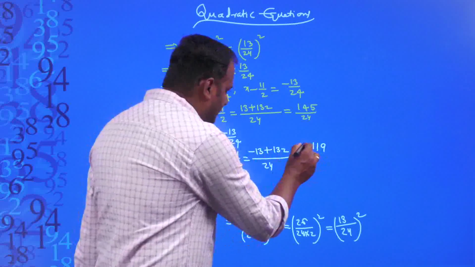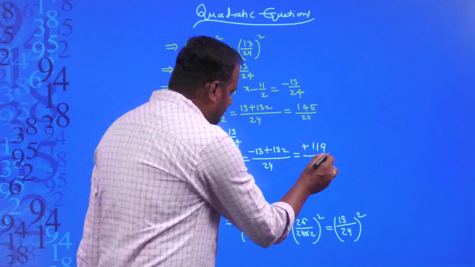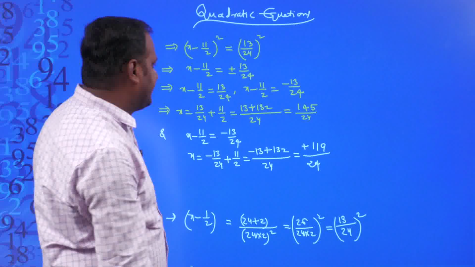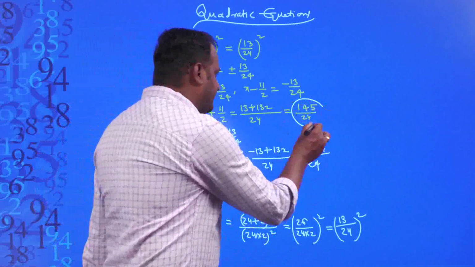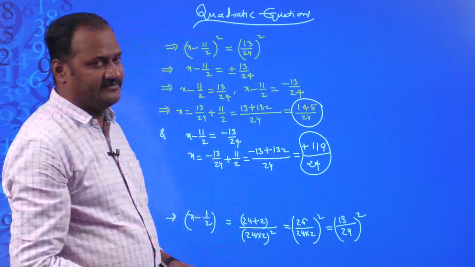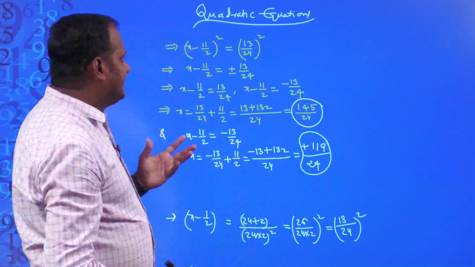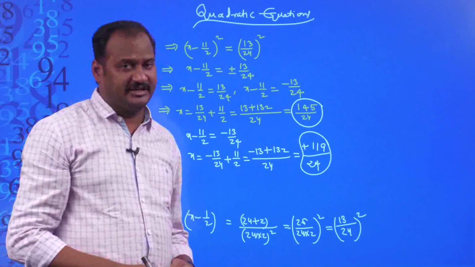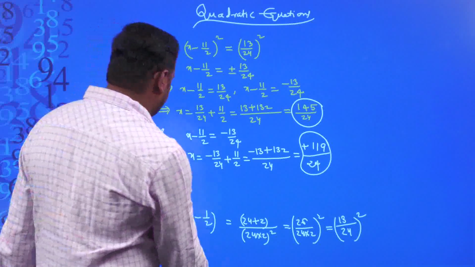So, negative or positive, it is positive 119 divided by 24. Therefore, the two values of x are 145 divided by 24 or 119 divided by 24. So, this way you can easily find out the roots of this quadratic equation. And let us have one more problem.